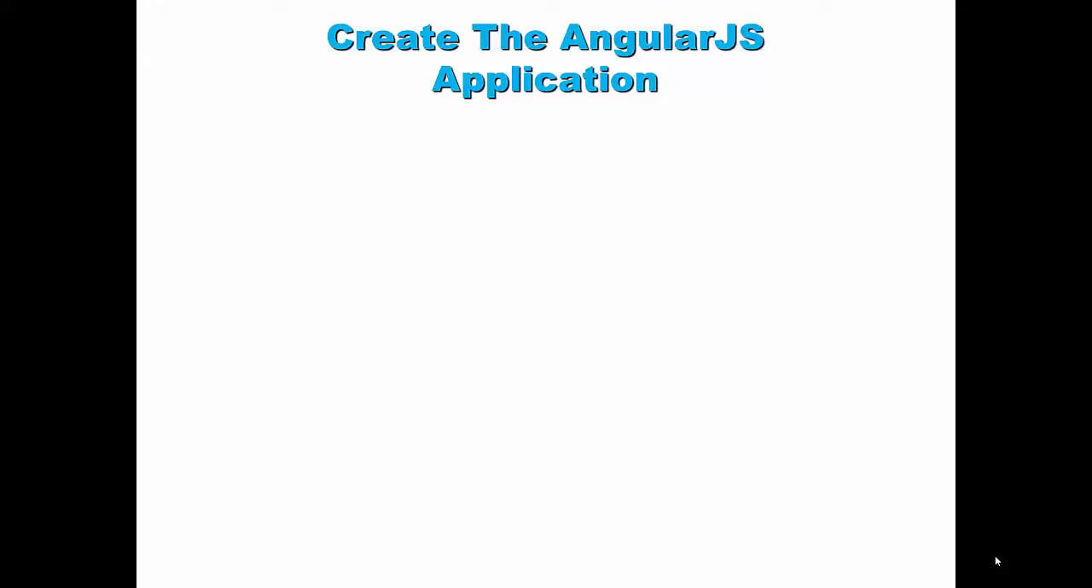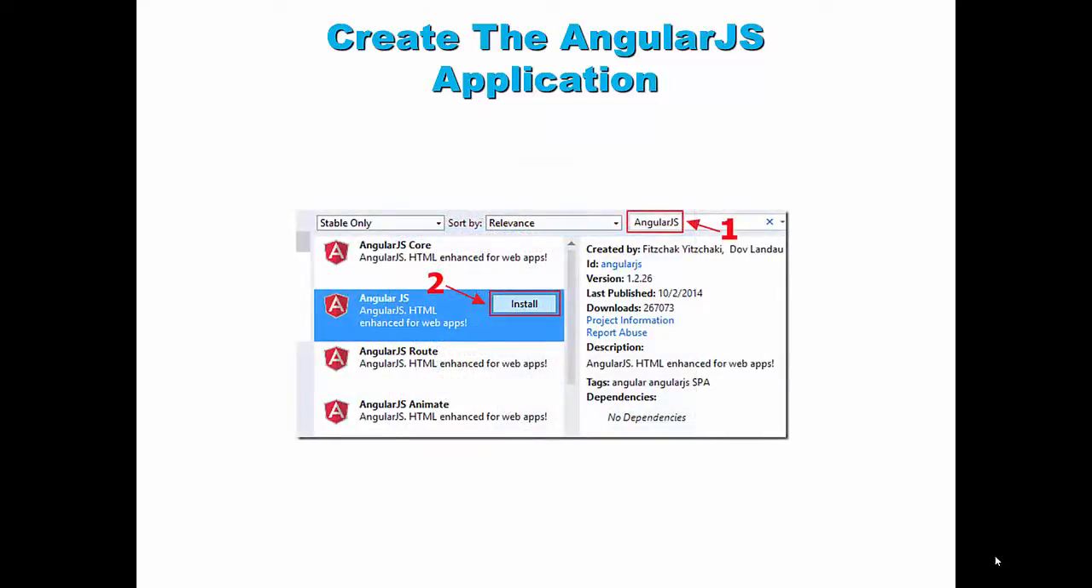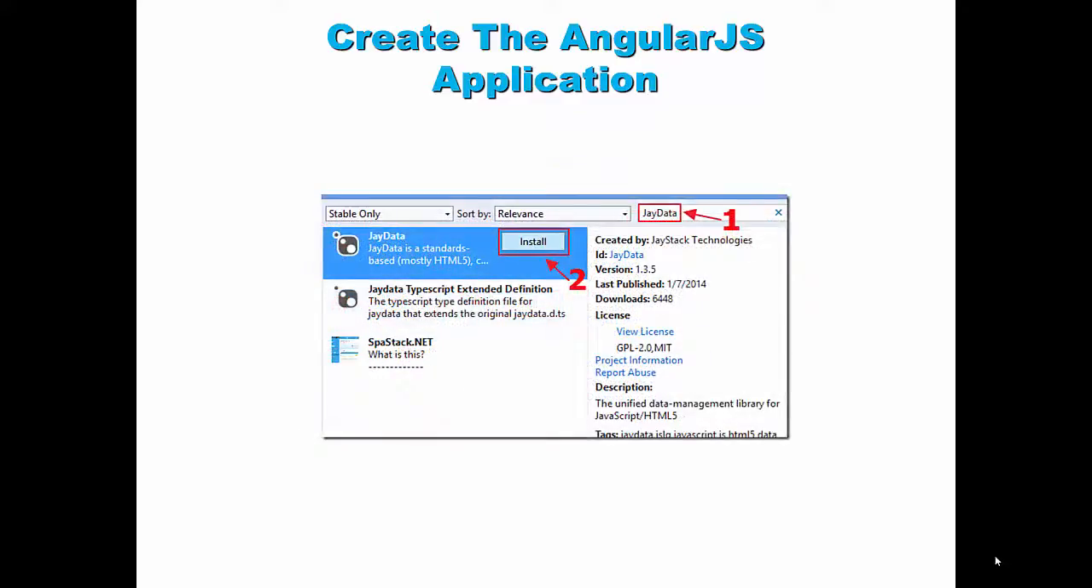We will now create the AngularJS application. First, on the server project, we will right-click on it and select Manage NuGet Packages. We will then install AngularJS. We will also install JData. JData is a free open source library that is optimized to work with both Angular and LightSwitch.